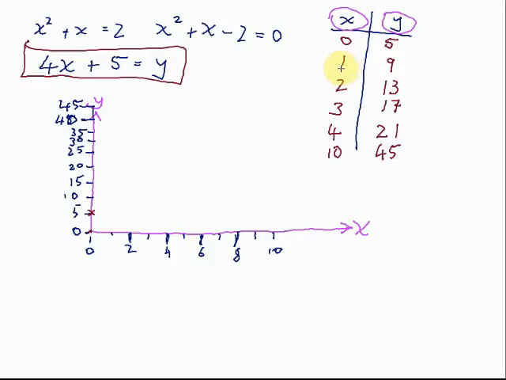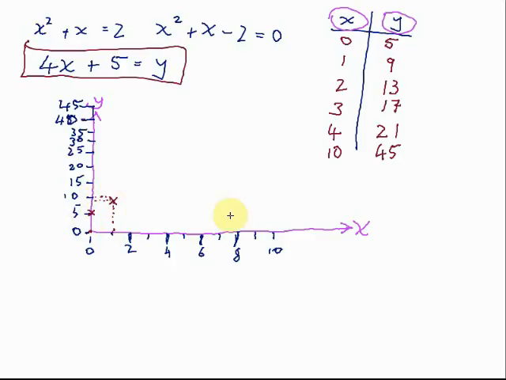Okay, let's look at the next one. When x is 1, y is 9. Well, here's 1 here. Let's go up and find 9. Well, we've got 10 here, so we know that it's going to be just underneath that. And then we've got to go down to 1 here. Let's put a little x there where we think it might be roughly. It's going to be about there. That's 1 and 9, just underneath the 10.